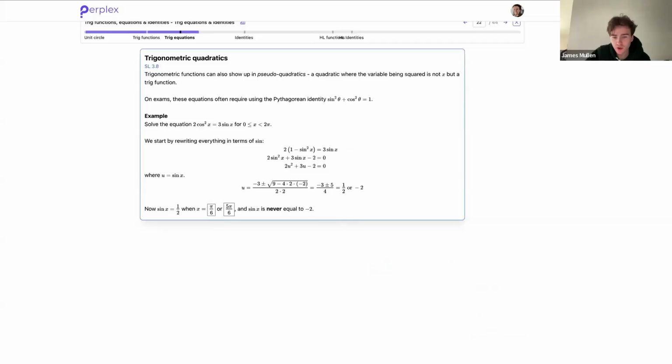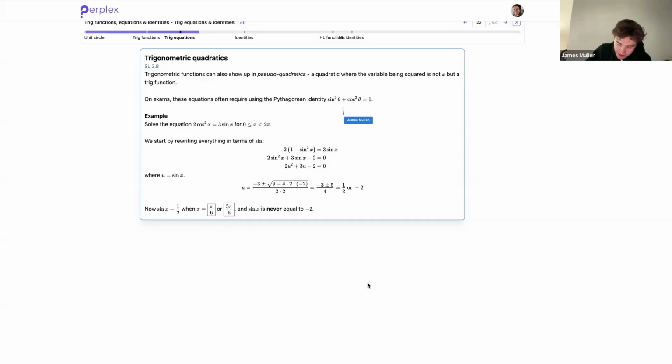Okay, that brings us to another tricky topic, which is quadratics that have trigonometric functions in them. We call these pseudo-quadratics, which means a quadratic in disguise, where the variable is not x. On exams, these questions will often require that you use the Pythagorean identity, sin squared plus cos squared equals 1. So here's an example. I have 2 cos squared x is equal to 3 sin x. I'm going to start by rewriting everything in terms of sine, because I have this cos squared term that I can transform into something sine squared using my identity.